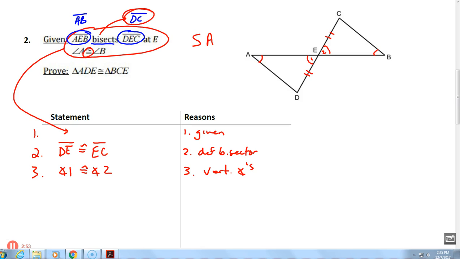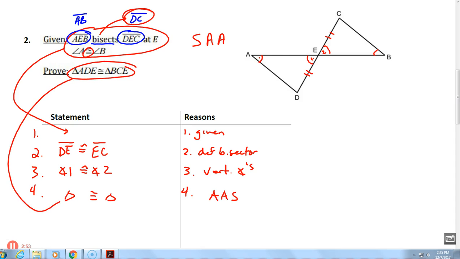I see another A, and the side is not between the 2 angles, so we formally write this as angle, angle, side. And I would say that triangle congruent to triangle, just copying this stuff down. I'm not going to write all those letters, but that's what it would be.